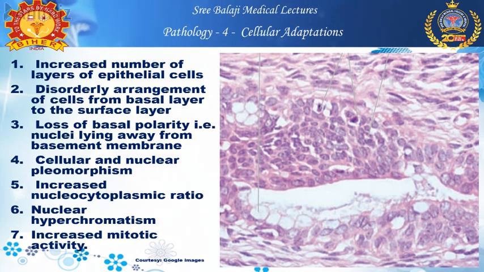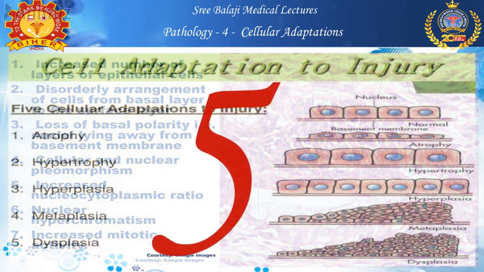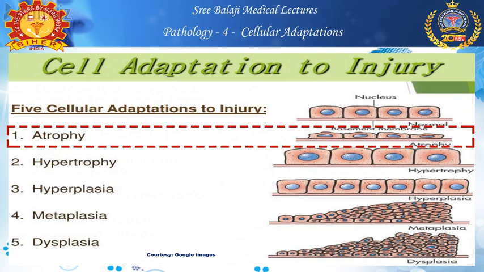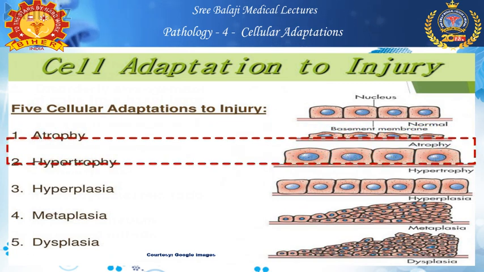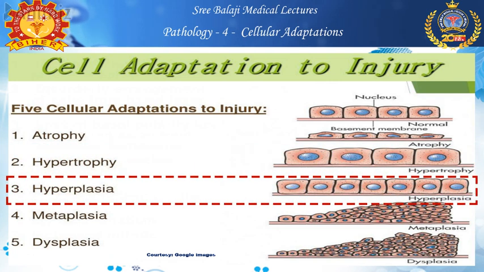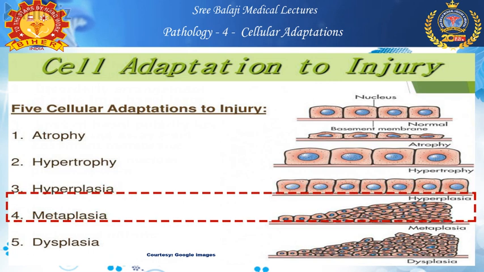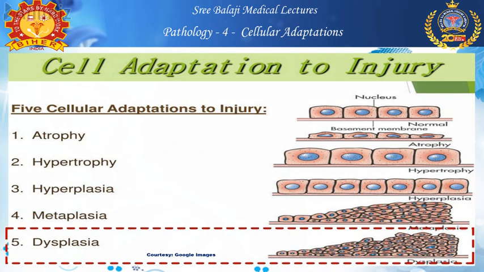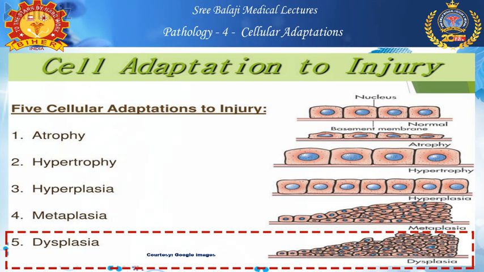So the picture depicts all the 7 major points, and the overall picture depicts the 5 cellular adaptations: atrophy, a decrease in cell size; hypertrophy, an increase in cell size; hyperplasia, an increase in the number of cells; metaplasia, change of one cell type to the other; and dysplasia, the disorderly arrangement or maturation of cells, which is also known as a pre-malignant condition.